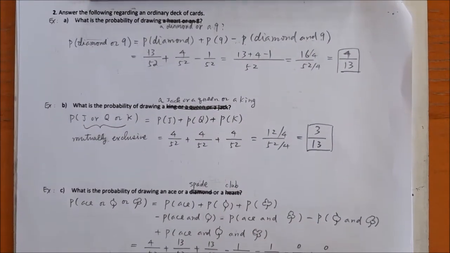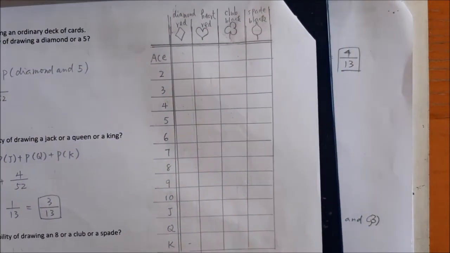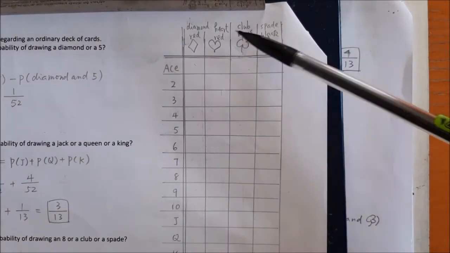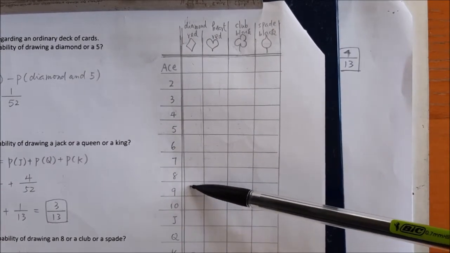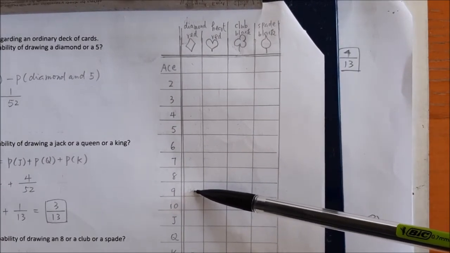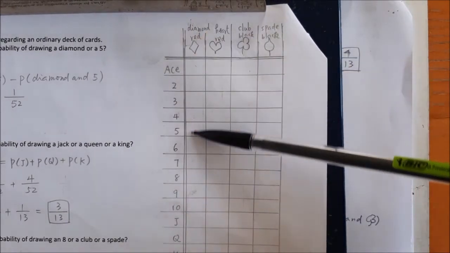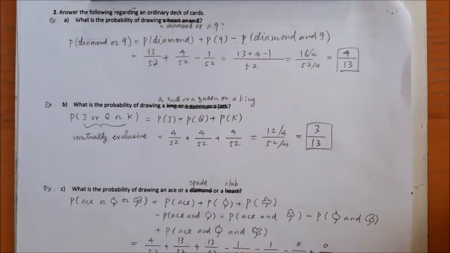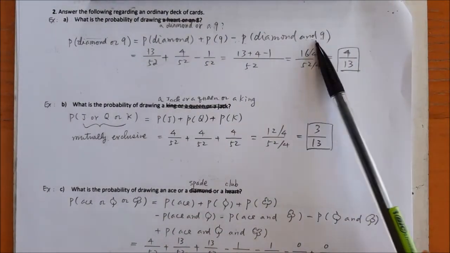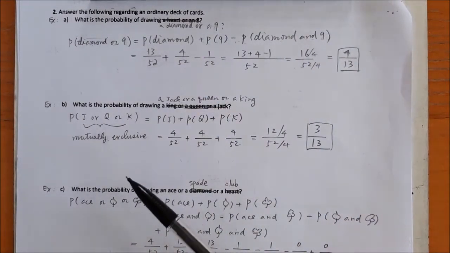What is the diamond and the number 9? You look at a deck of cards. You got the diamond and the number 9 intersection. Only one card is diamond and the number 9. Only one card is diamond and the number 9. So probability get diamond and the number 9 is 1 out of 52.